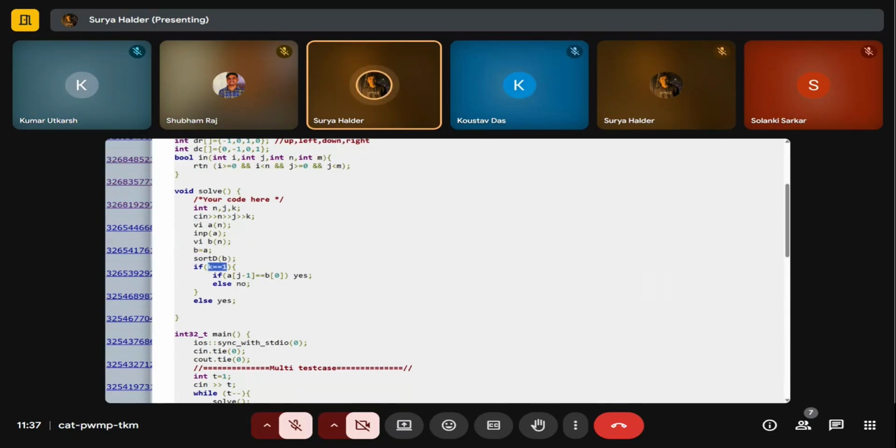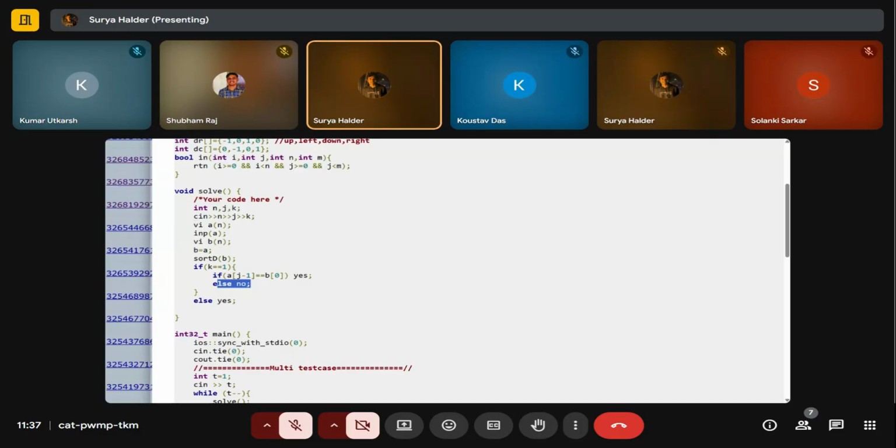After that, if k is equal to 1, see, j is one-based indexing, but in arrays we do zero-based indexing. That is why I am doing j minus 1. If j minus 1 is equal to b of 0, see, b is sorted in descending order, so b of 0 will contain the highest strength. So if my jth player is having the highest strength, then I'm printing yes, else I'm printing no.